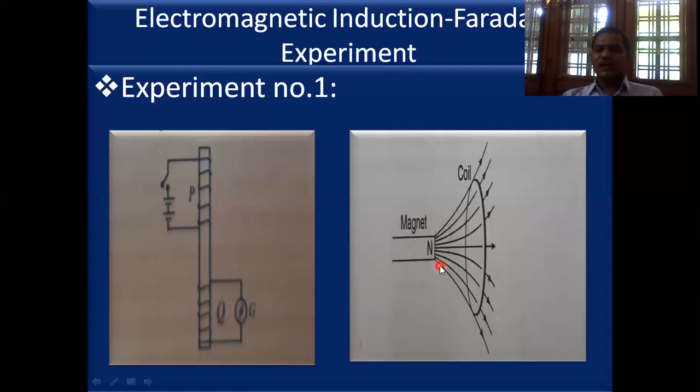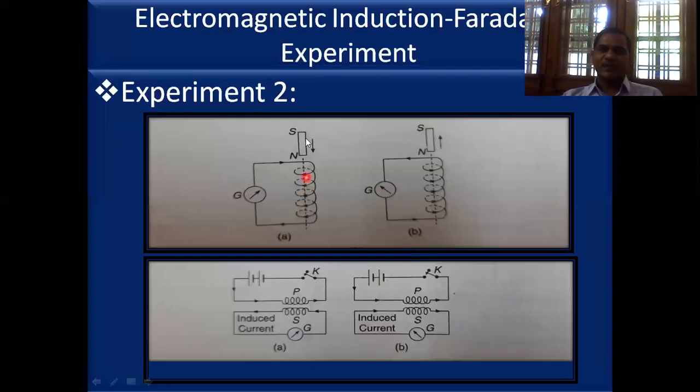You can understand this from this figure also. In the second experiment you see here, a closed circuit is connected to the galvanometer. There is no battery. Now a bar magnet's north pole is pushed towards the coil. Then deflection occurs in the galvanometer. In the second figure, the north pole of the bar magnet is moved away from the coil, and deflection is also observed, opposite to the deflection observed in the first case.